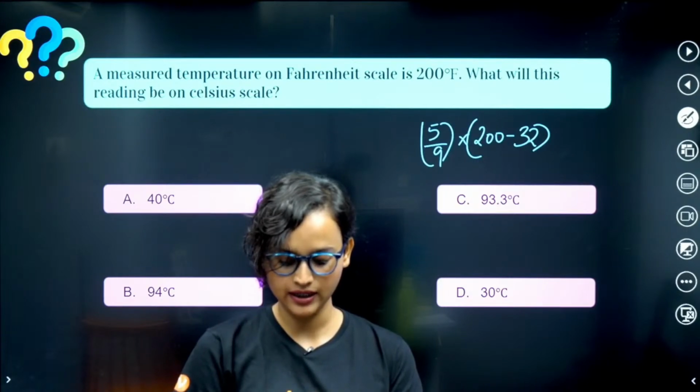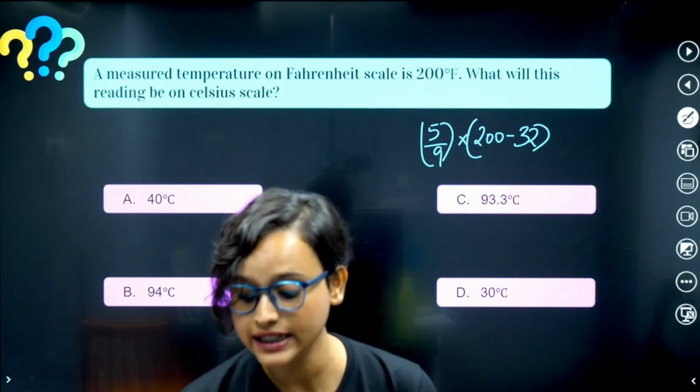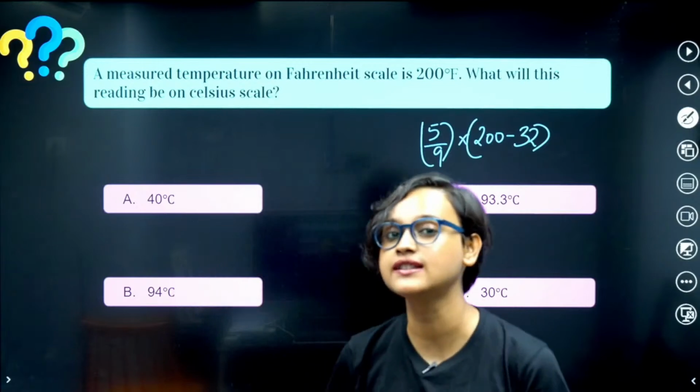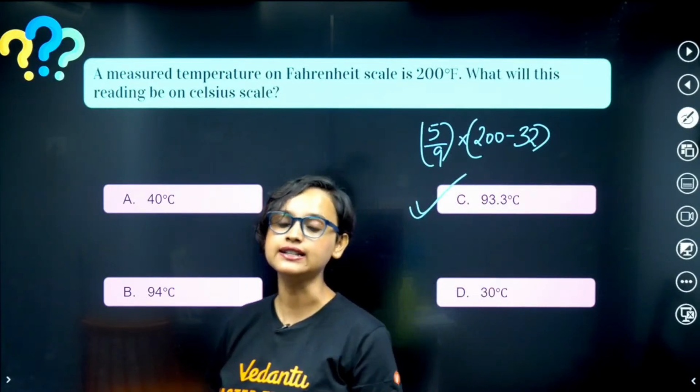Yes, 5 by 9 into, let's do 200 minus 32. What do we get? Oh, we get 93.3. That is option C. We get option C, 93.3 degrees Celsius.